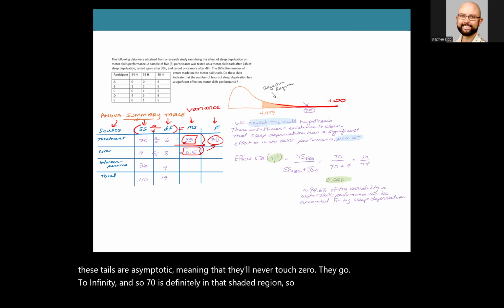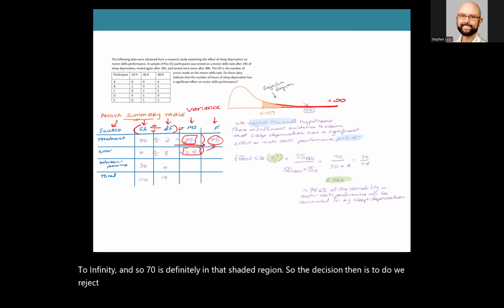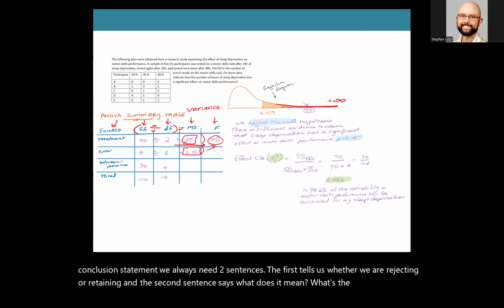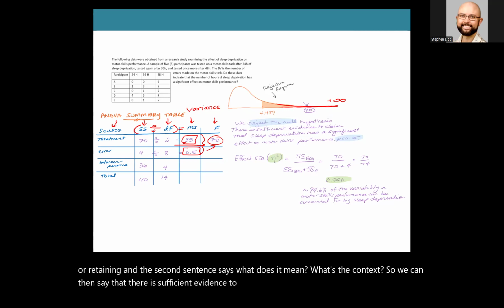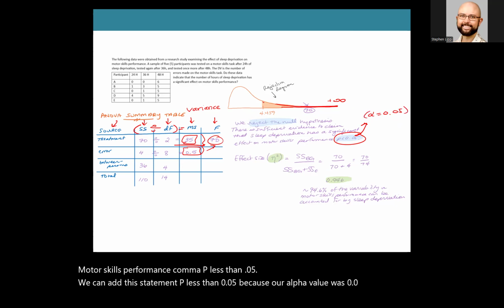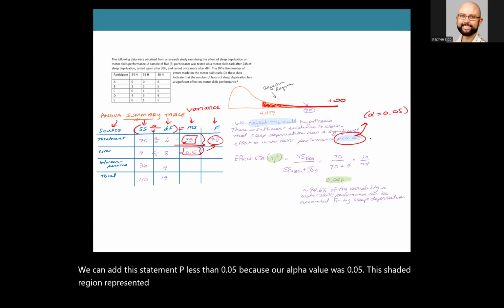So the decision then is, do we reject or retain? And the answer is we reject. We reject the null hypothesis. But remember, in a conclusion statement, we always need 2 sentences. The first tells us whether we are rejecting or retaining. And the second sentence says, what does it mean? What's the context? So we can then say that there is sufficient evidence to claim that sleep deprivation has a significant effect on motor skills performance, p less than 0.05. We can add this statement p less than 0.05 because our alpha value was 0.05. This shaded region represented the top 5%.